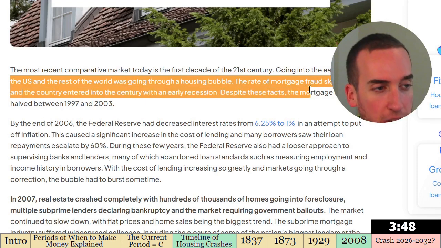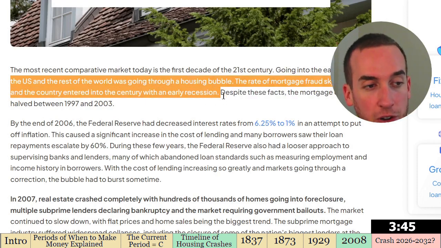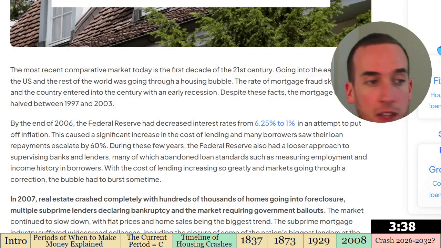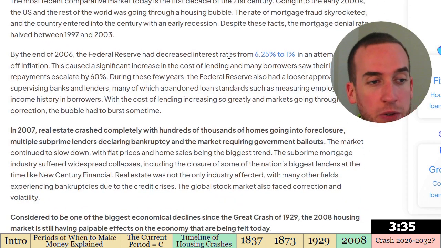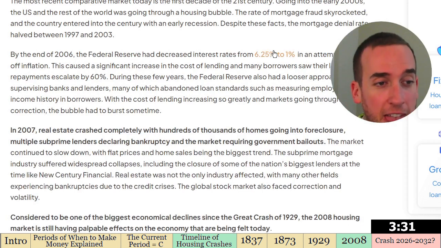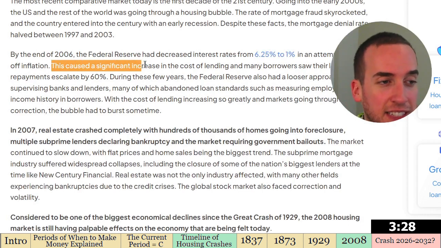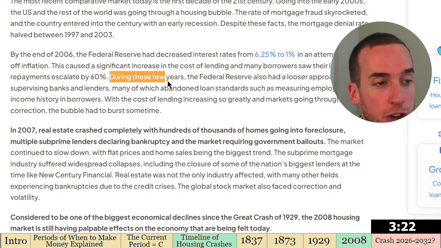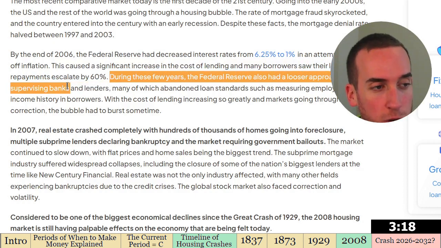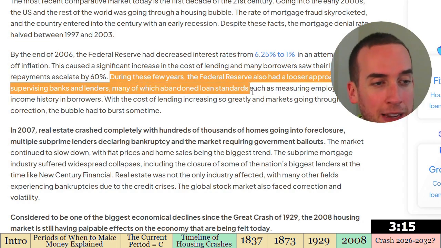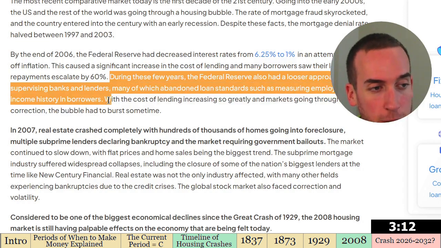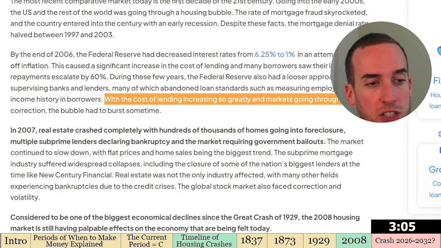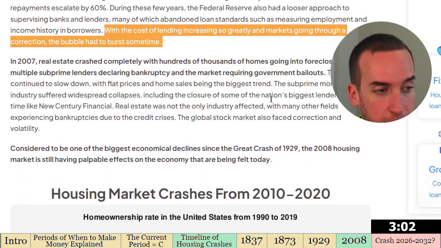The rate of mortgage fraud skyrocketed, and the country entered into the century with an early recession. Despite these facts, the mortgage denial rate halved between 1997 and 2003. By the end of 2006, the Federal Reserve had decreased interest rates from 6.25% to 1% in an attempt to put off inflation. This caused a significant increase in the cost of lending, and many borrowers saw their loan repayments escalate by 60%. During these few years, the Federal Reserve also had a looser approach to supervising banks and lenders, many of which abandoned loan standards such as measuring employment and income history with borrowers. With the cost of lending increasing so greatly and markets going through a correction, the bubble had to burst sometime.